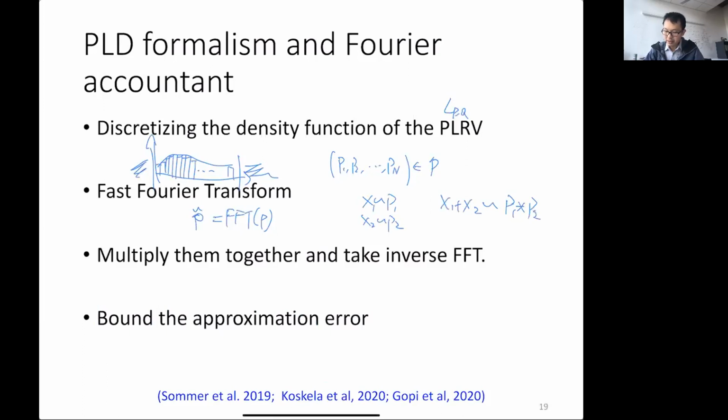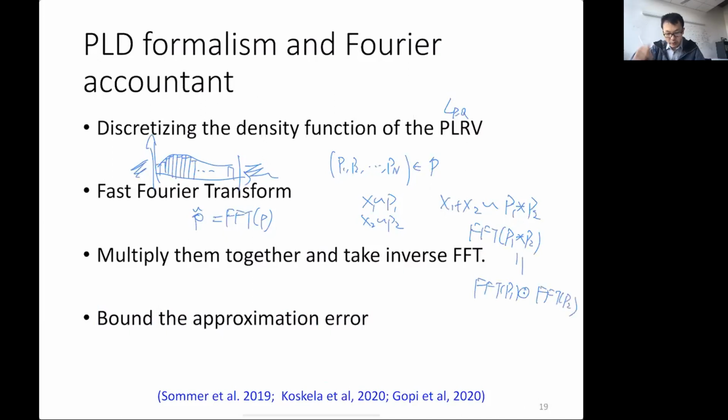But in the Fourier domain, the FFT of the convolution of P1 and P2 is simply the pointwise product. The FFT transforms something from the time domain to the frequency domain, and this should sound familiar to those who have an electrical engineering background. Once you take the Fourier transform, whether it is the fast Fourier transform, discrete Fourier transform, or continuous Fourier transform, these properties are always true, and the convolution becomes the pointwise product of the Fourier transforms of these individual mechanisms.